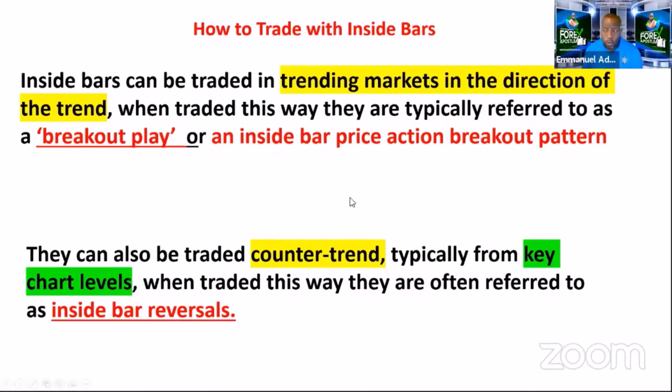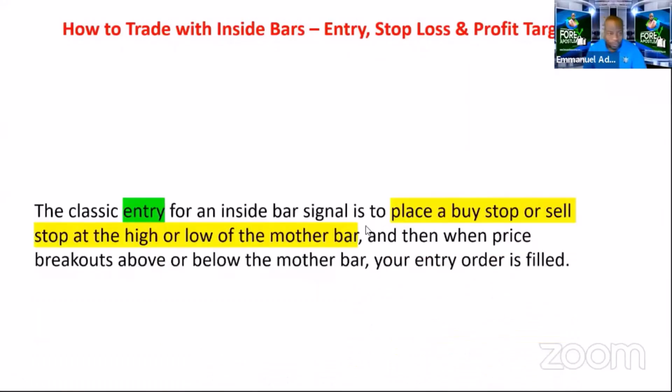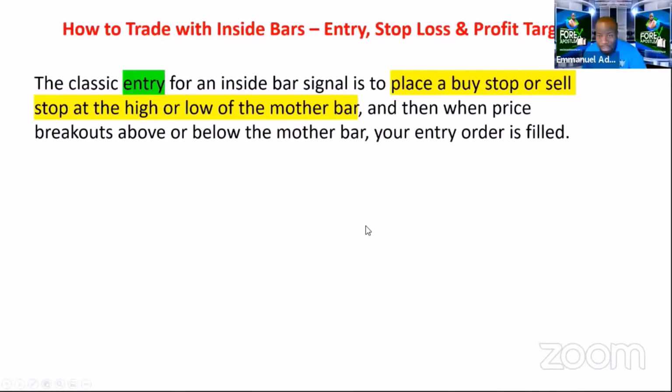So in other words, you can trade inside bar with the trend, that is in a trending market, and you can also trade it as a counter trend at very key chart levels to capture the initial reversal of a trend. Okay, so how to trade with inside bar? How do you put your entry, stop loss, and profit target? I'm trying to make sure that I give you everything you need, and then we just go to Q&A.